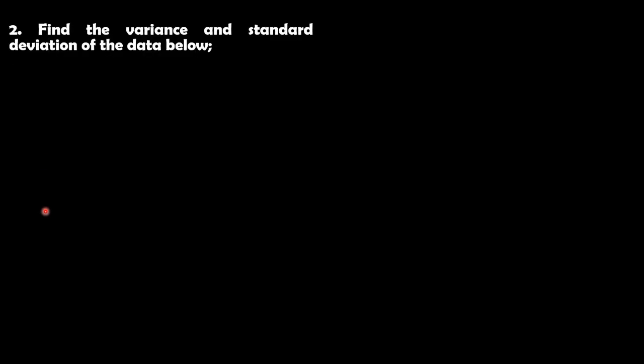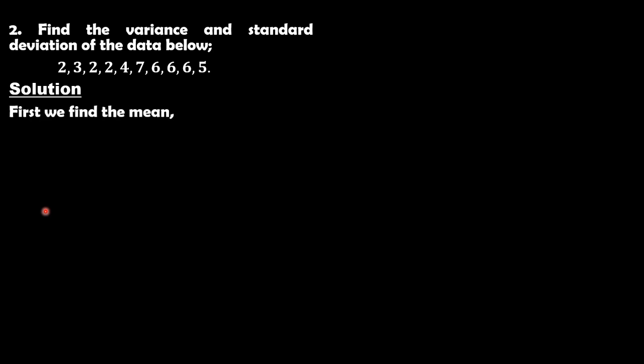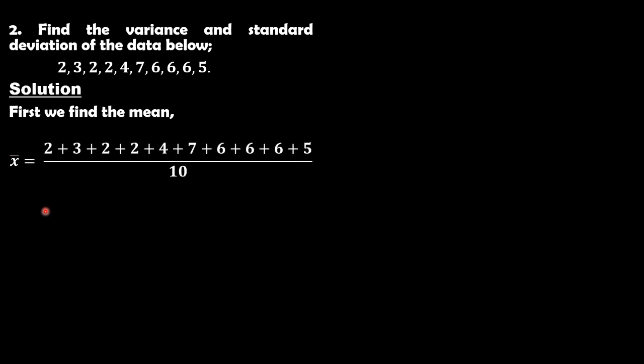And now to the second example. The question says, find the variance and standard deviation of the data below. And here is our data. So let's see the solution to this question. First, we find the mean. And we do that by using the formula summation fx divided by n, or summation f.